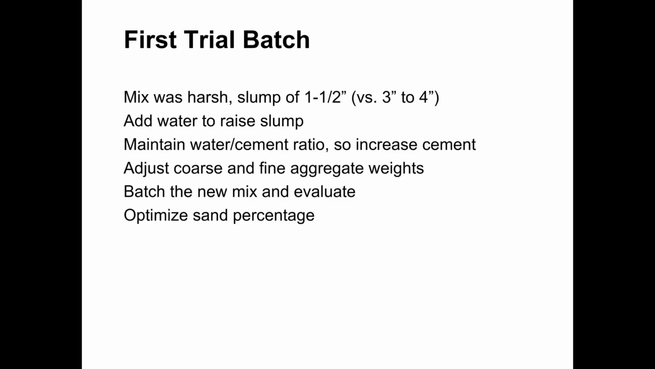So what we're going to do to account for this is add some water to raise the slump. But if we add water, we want to maintain our water cement ratio, so that means we need to increase our cement content as well. All right, so if we add water as part of our trial batching process, then we need to add cement as well so that we are maintaining our water cement ratio. If we're adding material, then that means material has to be taken away. So we're going to have to adjust our coarse and fine aggregate weights accordingly.